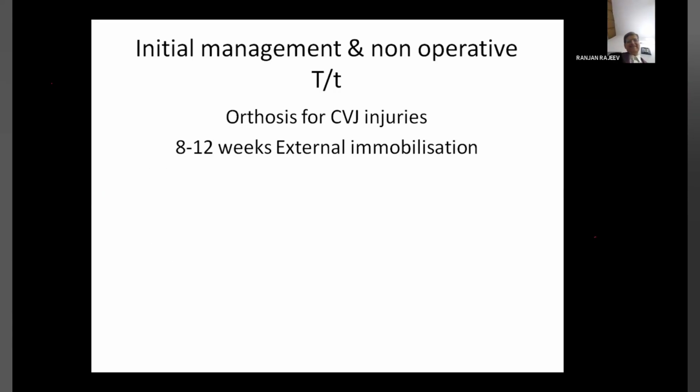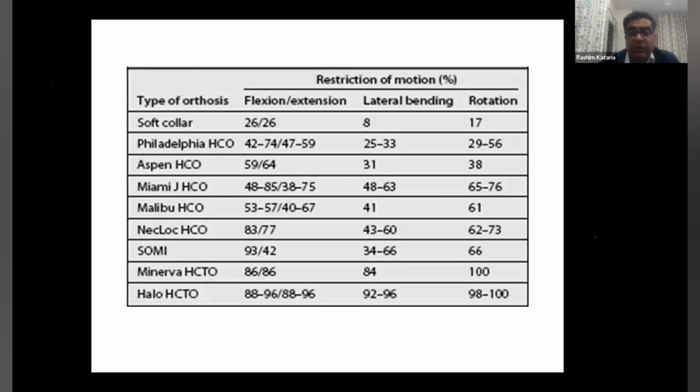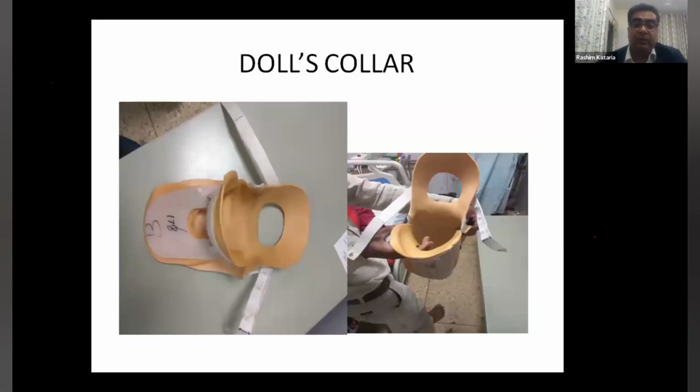For orthosis for the CV junction, immobilization is done for at least 8 to 12 weeks. These are the different types of halo orthoses available, and the different percentages of flexion and extension, lateral bending, and rotation they restrict. The best among all the orthoses is the halo, which restricts flexion and extension by up to 96%, lateral bending by 92 to 96%, and rotation by 98 to 100%. I would skip these in the interest of time.